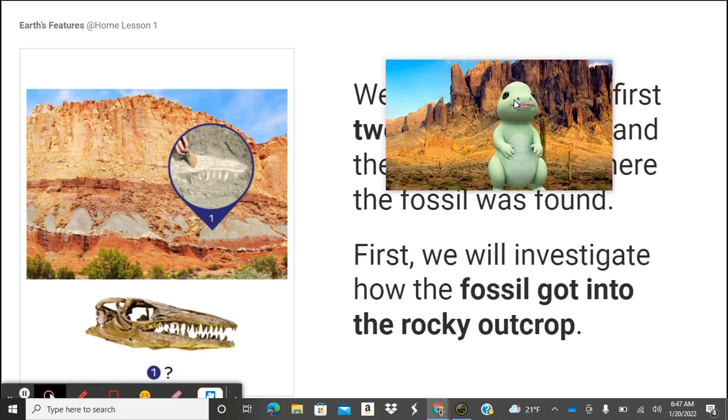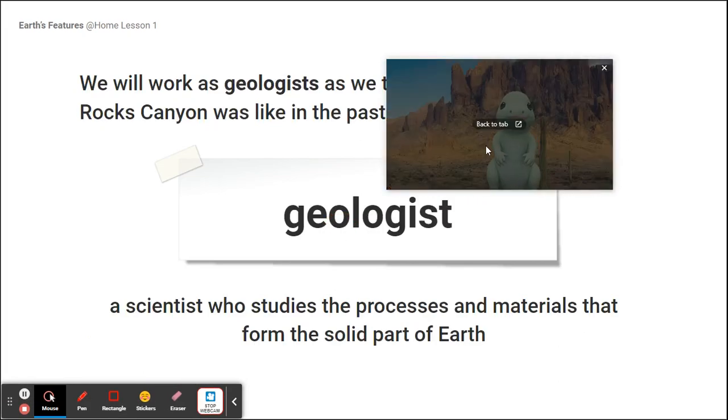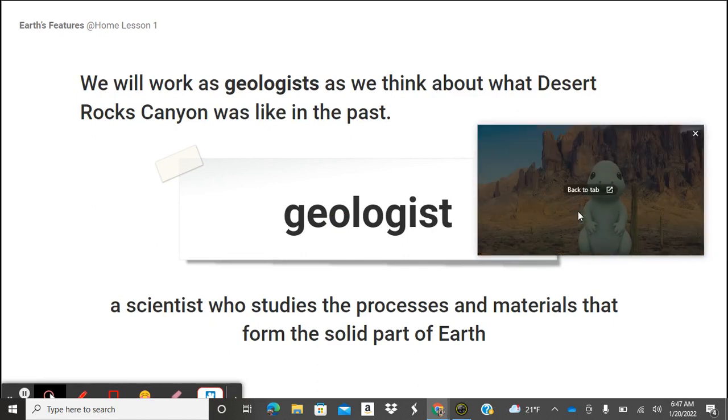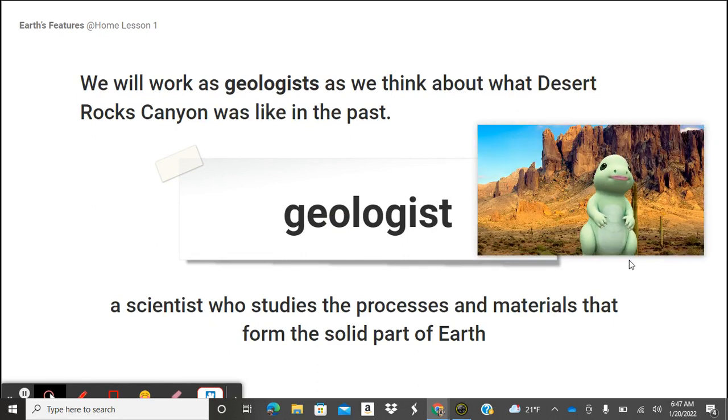Now, we're going to need to investigate how the fossil got into the rocky outcropping if we want to learn what this place was like in the past. What I want you guys to do is think about being a geologist this unit. So, as a geologist, we are going to think about this new place, Desert Rocks Canyon. And we're going to think about what it was like in the past. Remember, a geologist is a scientist who studies the processes and materials that form the solid part of the earth.